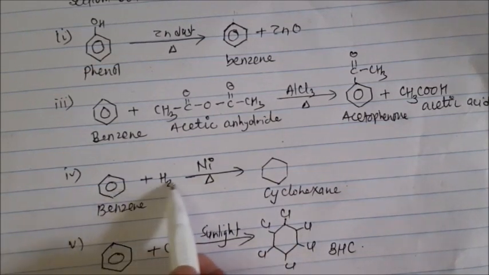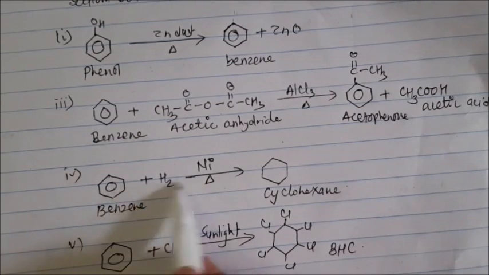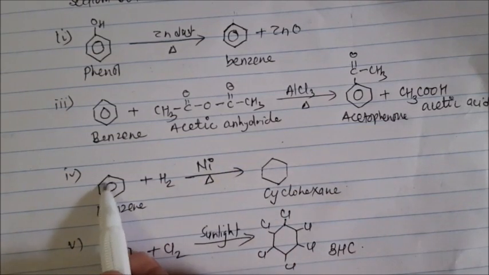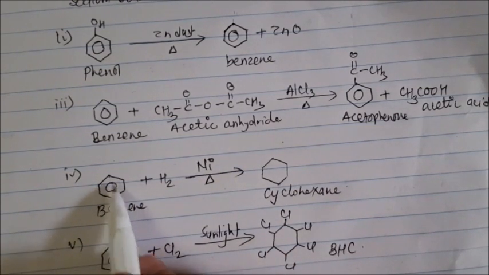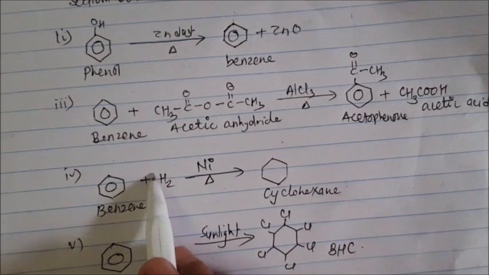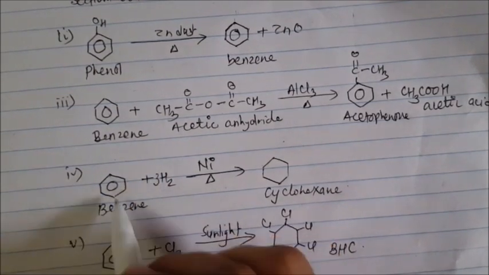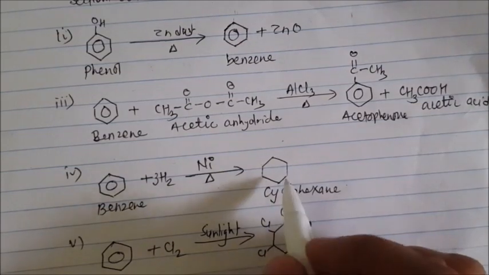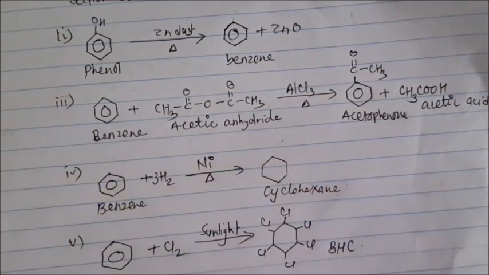And in this reaction, in the fourth reaction, there are 3 double bonds, pi bonds. So altogether 3 hydrogen molecules, or 6 hydrogen atoms, are necessary in order to make this cyclohexane as a product. This is an addition reaction. Now let us look at another question.